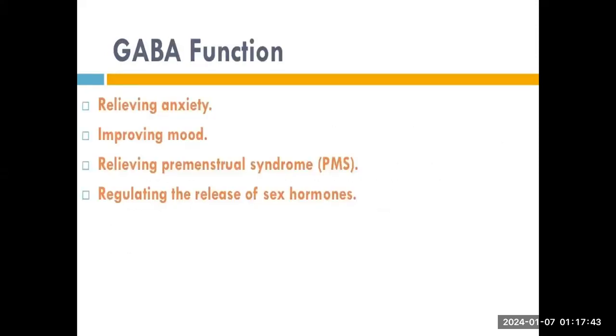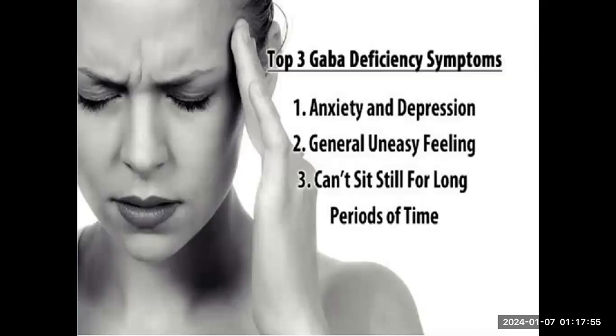GABA functions: relieving anxiety, improving mood, relieving premenstrual syndrome, regulating the release of sex hormones. GABA deficiency symptoms: anxiety and depression, a general uneasy feeling, can't sit still for a long period of time.